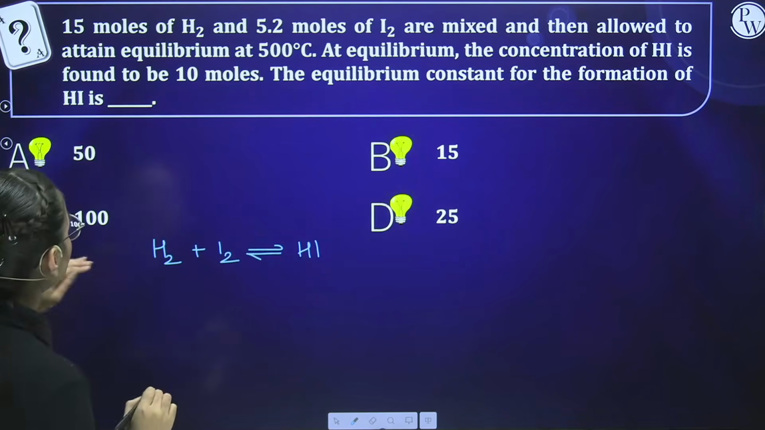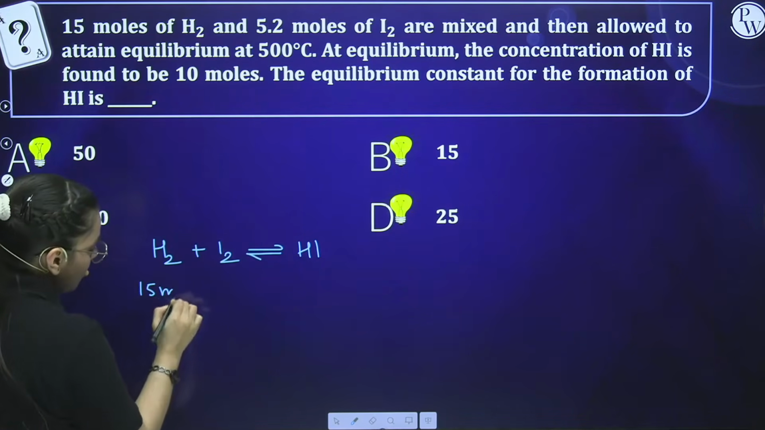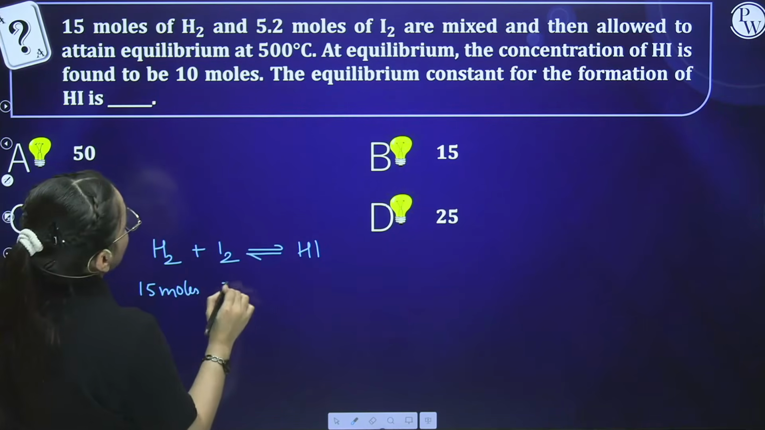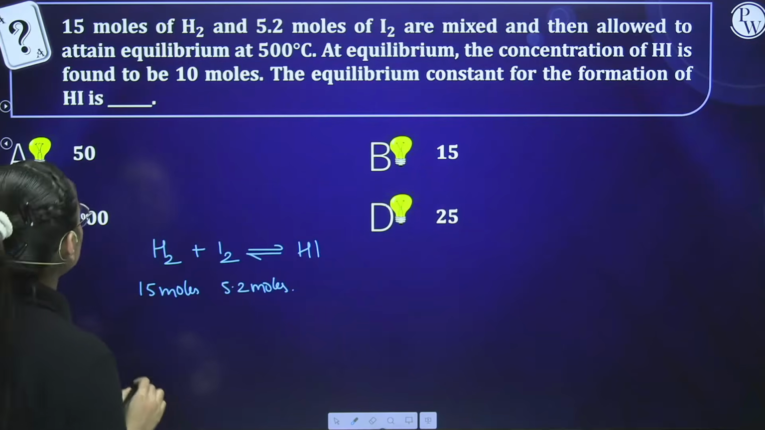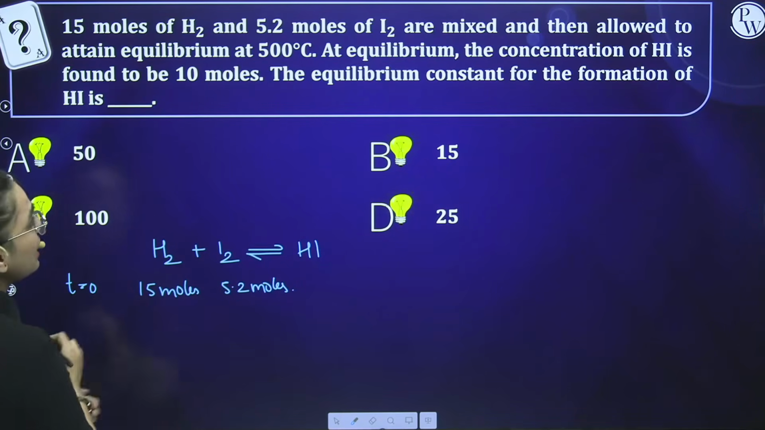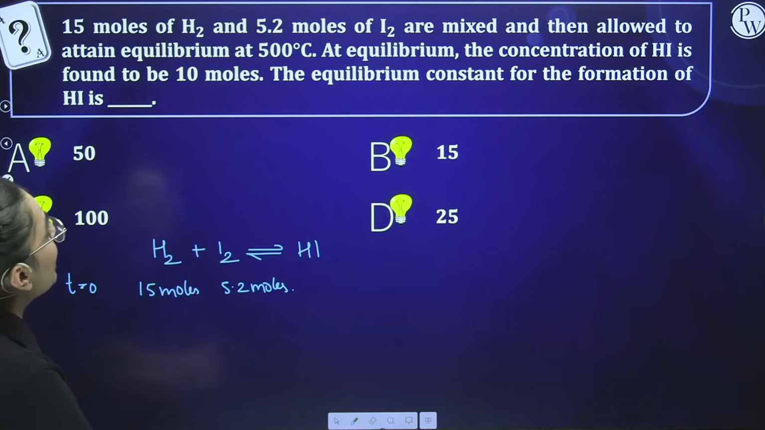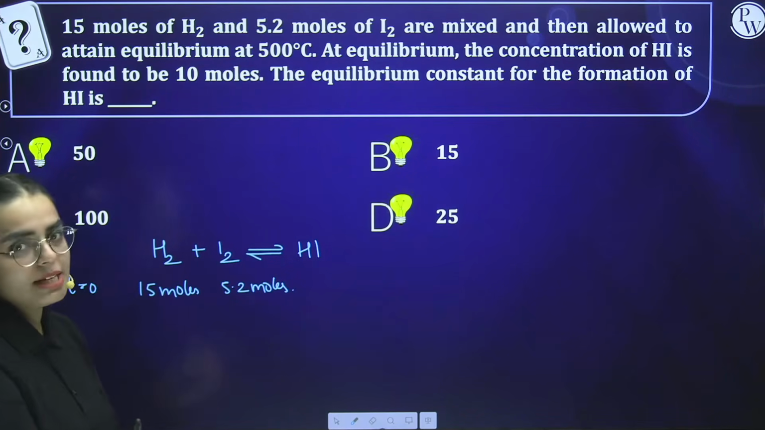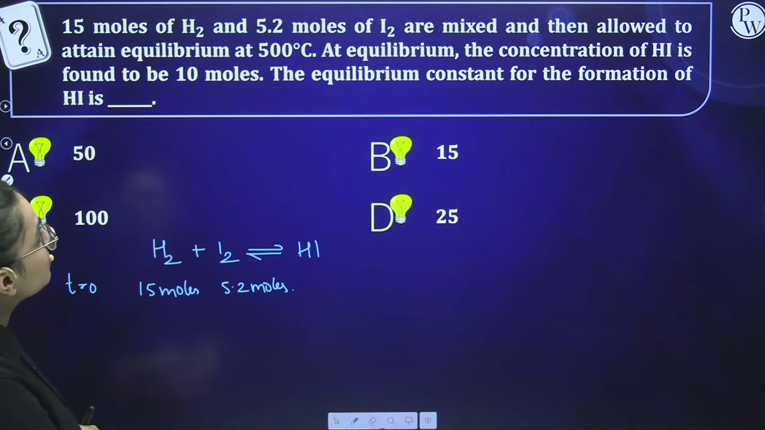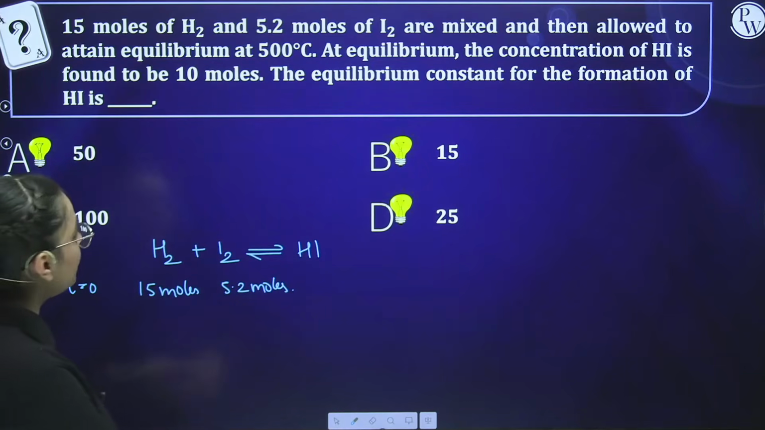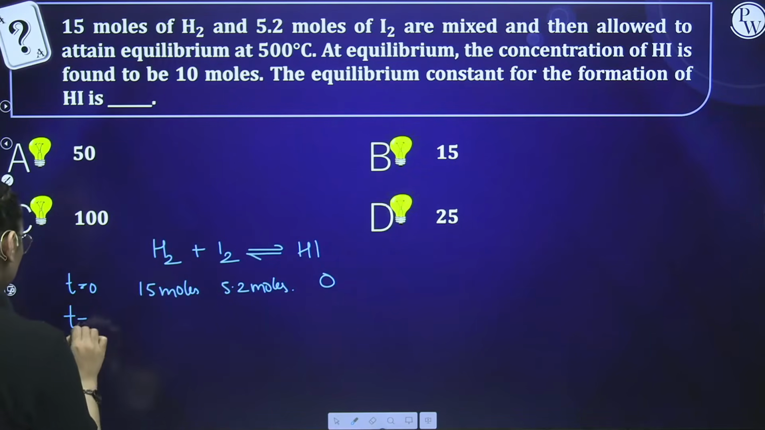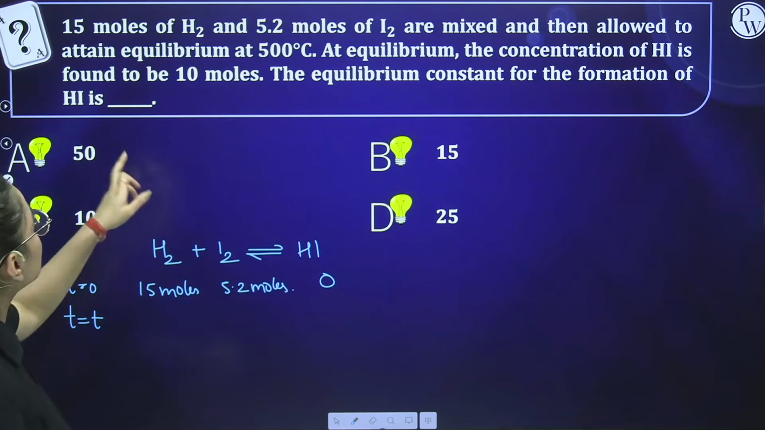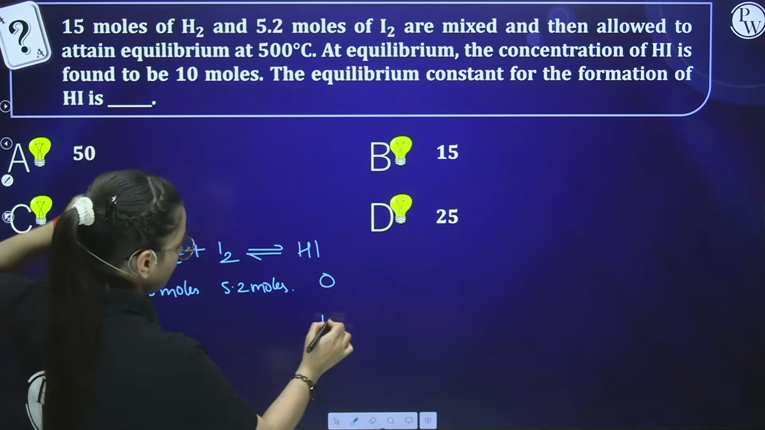Now H2 is 15 moles. I2 is 5.2 moles. This was initially when time was 0. Then allowed to attain equilibrium at 500 degrees Celsius. Now comes equilibrium. At equilibrium, the concentration of HI was found to be 10 moles. See, initially we know that product is 0, right? So at equilibrium, that means at time t, they are saying the concentration of HI was 10 moles.